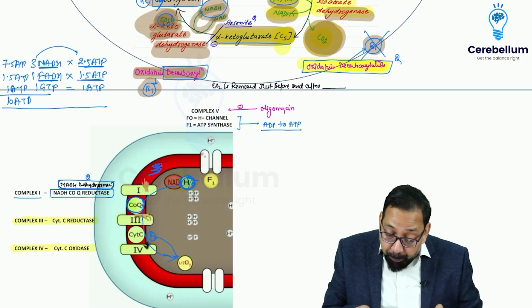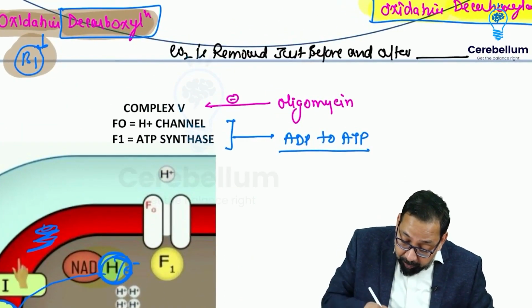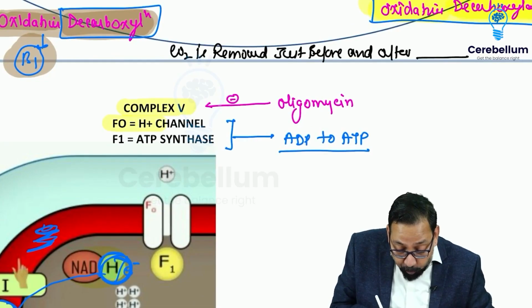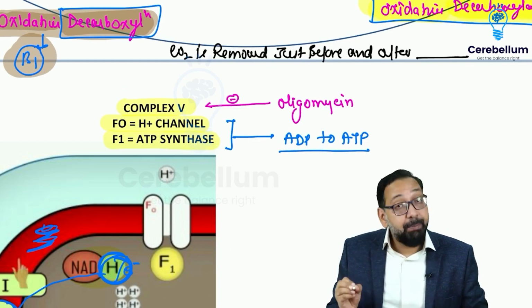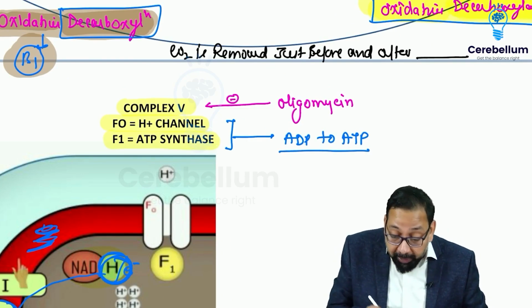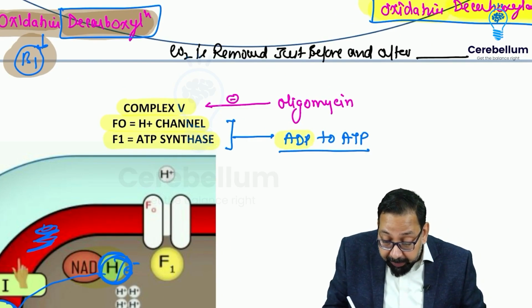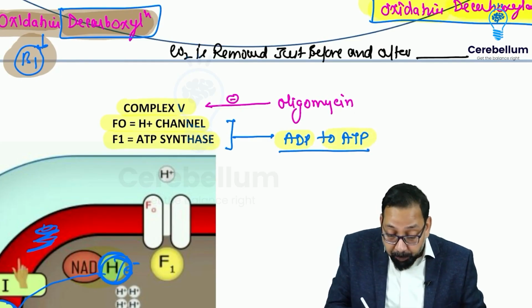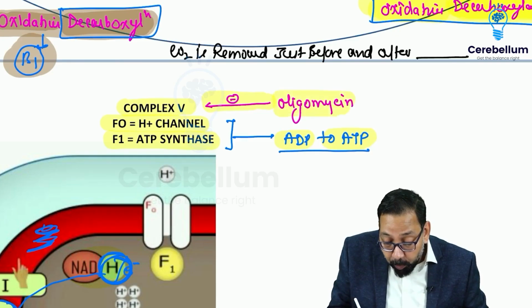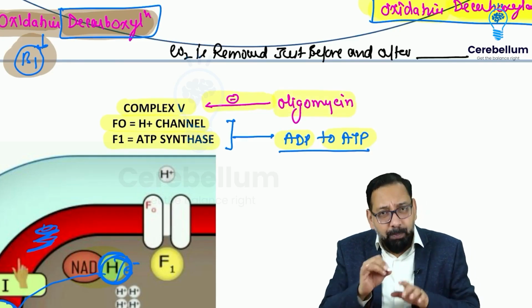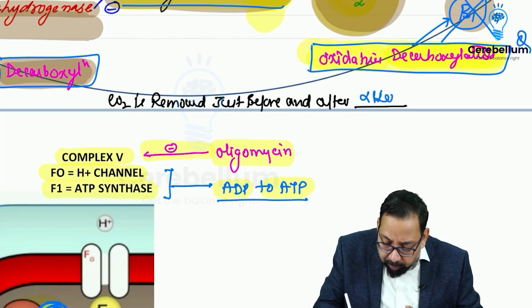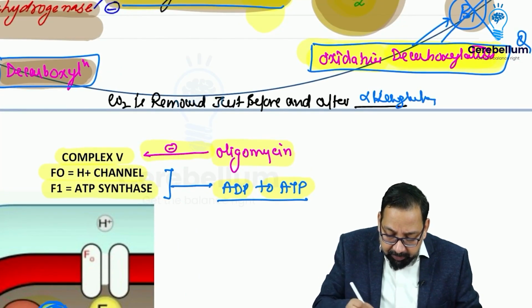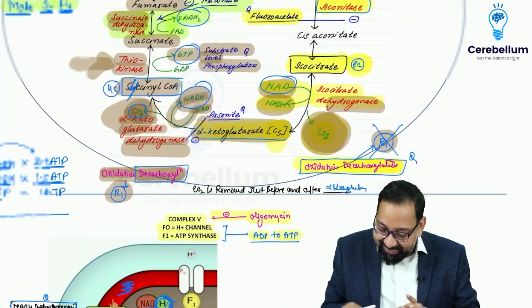Now we come to complex 5. Complex 5 is made up of FO, that is the H+ channel, and F1, that is ATP synthase activity. It means this complex 5 converts ADP to ATP, and this complex 5 is inhibited by oligomycin. Just to complete this fill in the blank, CO2 is removed just before and after alpha ketoglutarate. Yes, this was a part of the Krebs cycle. Yes, we have completed it.